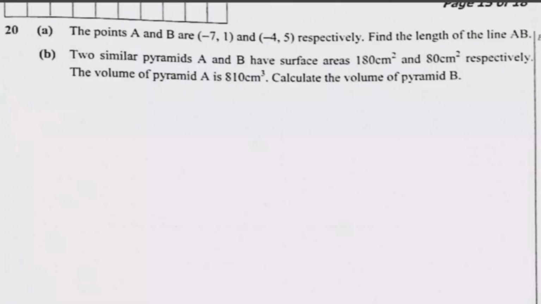Okay, so for us to calculate the volume of pyramid B, first of all, we need to take note of the ratio that is given. We have a ratio which is A to B, and then what is the area? We are given the area, which for A is 180 centimeter squared to 80 centimeter squared for B.